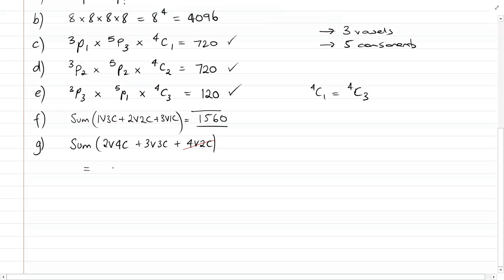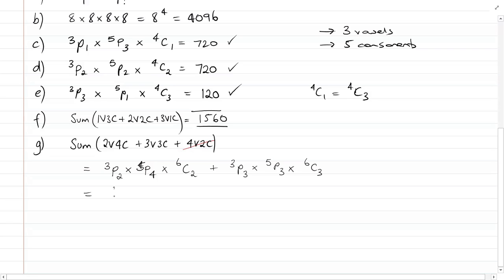Now, the number of ways of choosing two vowels and four consonants from six letters are 3P2 to choose the vowels, 5P4 to choose the consonants, and then 6, because there's six letters in total, C2 to look at the way the vowels can be ordered. And I have to add to that 3P3 to choose the vowels in the second method, 5P3 to choose the consonants, and 6C3 to look at the ways the vowels can be ordered.